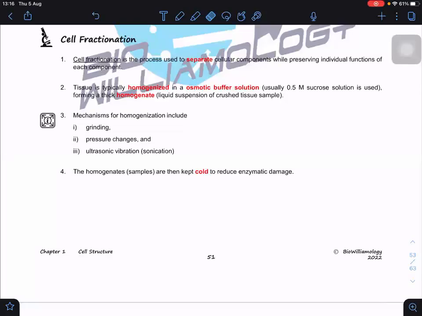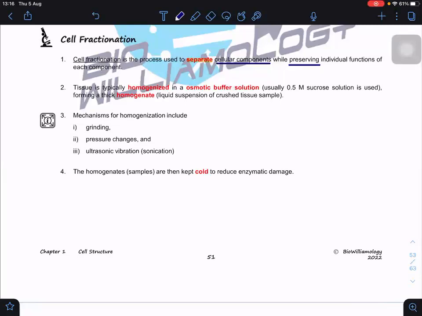Okay, so now we look at this fractionation. From the name fractionation, basically we want to separate the cells, organelles, or cellular components. So what's the function of fractionation? Fractionation is a process we use to separate the cellular components, and at the same time we want to preserve their functions. We don't want to break the entire thing, but we want to isolate each organelle.